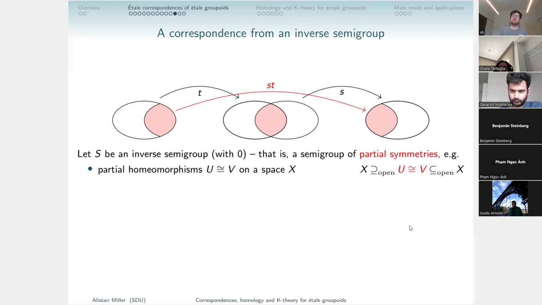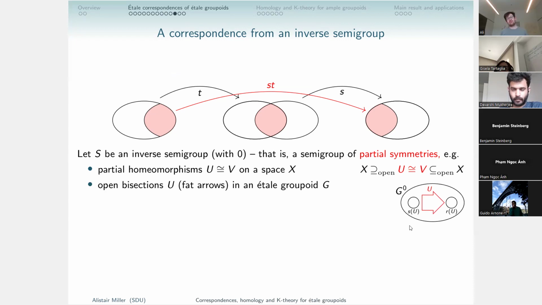So, for example, partial homeomorphisms on a space, which means that you have two open subsets and a homeomorphism between them. Or, for example, you can view an open bisection in a groupoid as a partial symmetry within that groupoid. Here I'm thinking of it as this big fat arrow U that I draw on the groupoid.